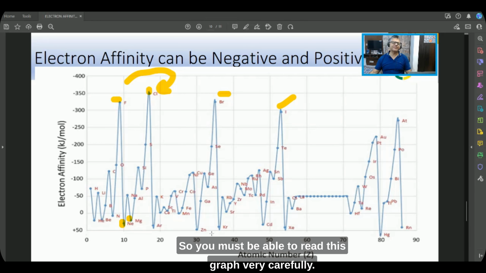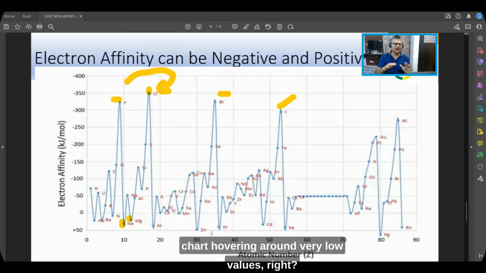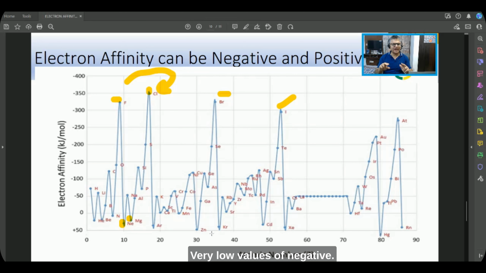So you must be able to read this graph very carefully, remember the maximas, see the behavior, and also understand how the metals are behaving. Look at the metals in this whole chart, hovering around very low values, right? Very low values of negative. And then, of course, some of them even exhibit a positive value.